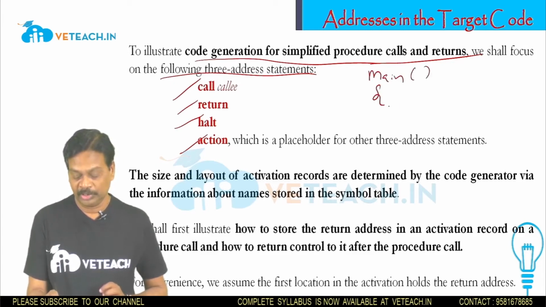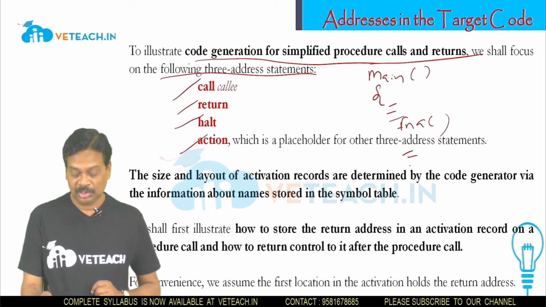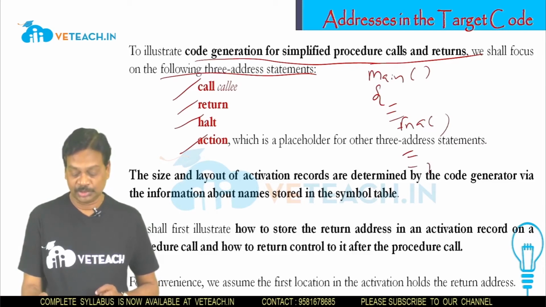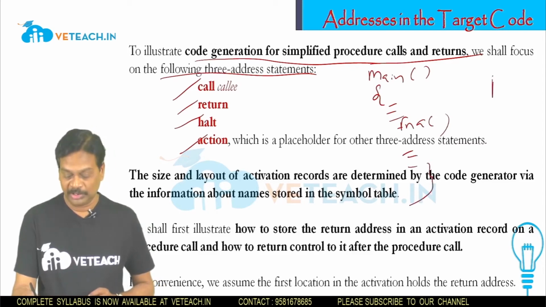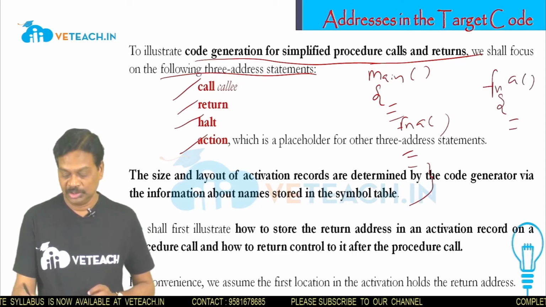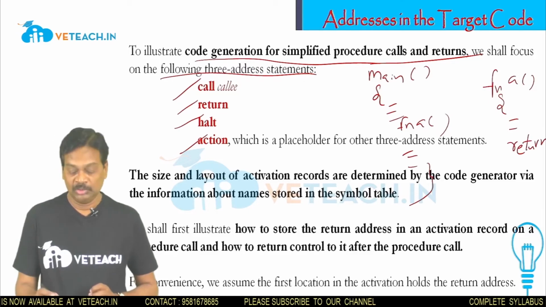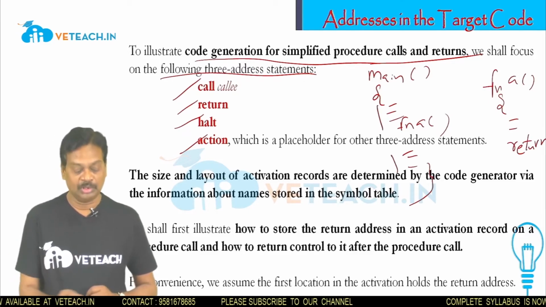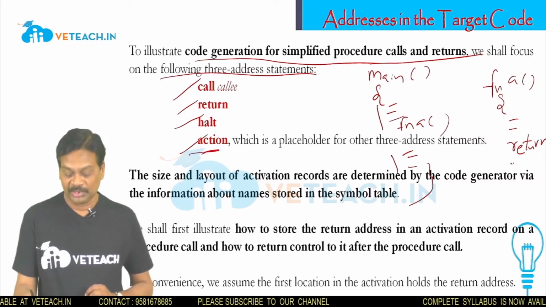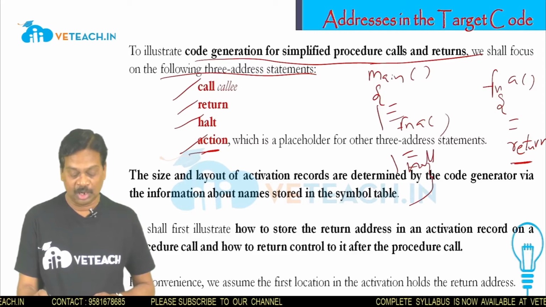In the main program, I am using this one. It has to call the function A. After completion of this, it has to end this program. Now I am writing the code for function A. Here, at some location, it is required to have the return. All these parts, we are calling the action part, and there is a return, and the last instruction in the main program is the halt.